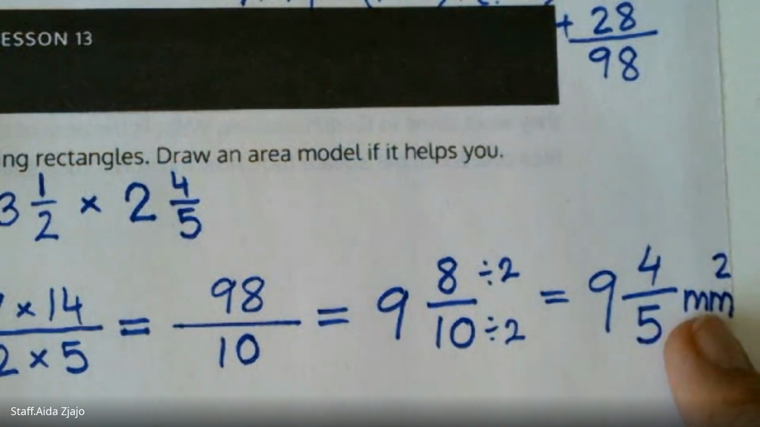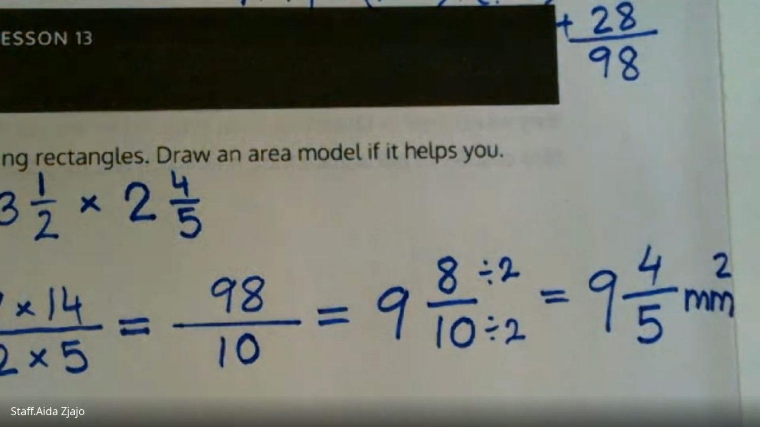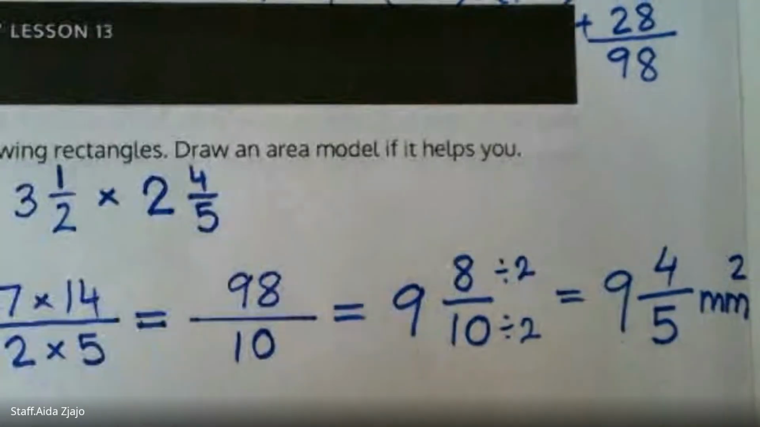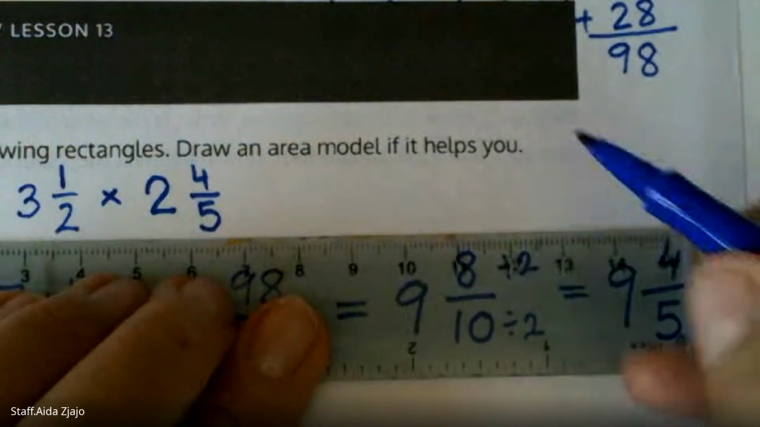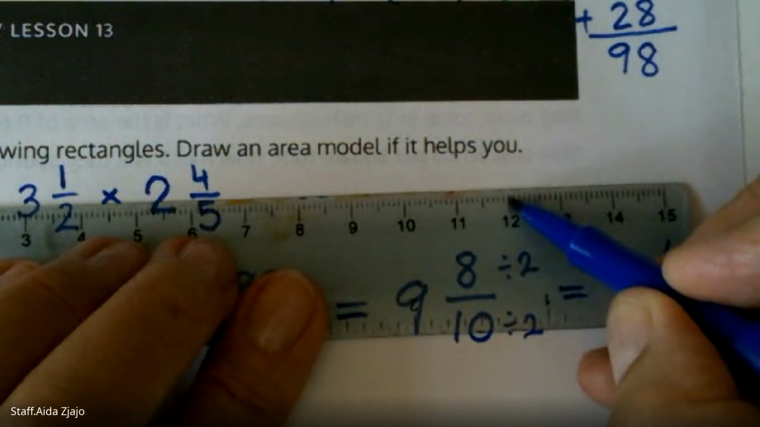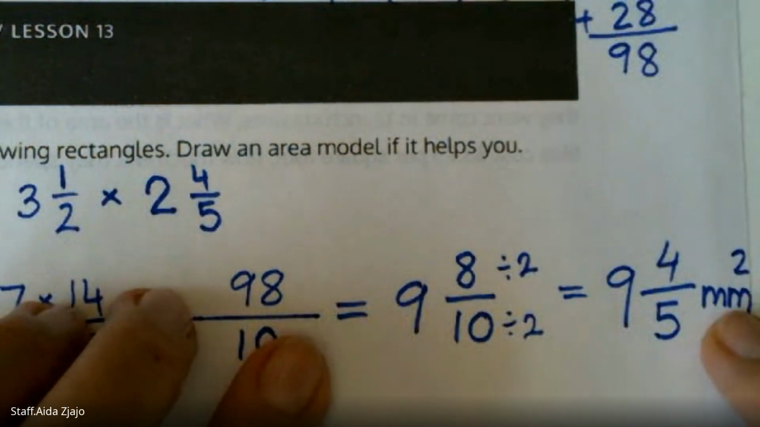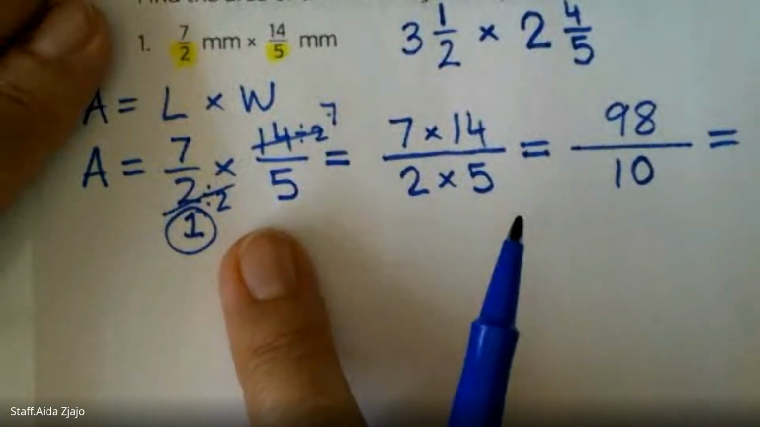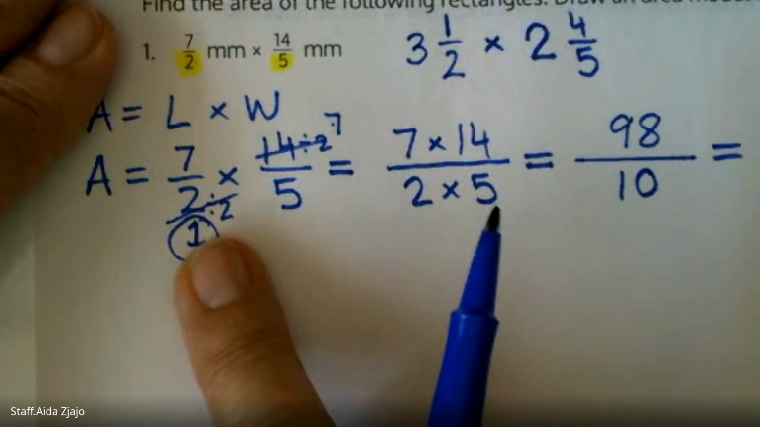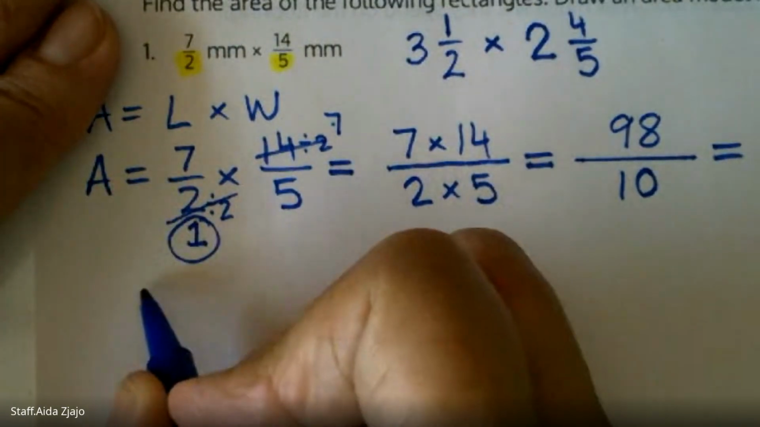Millimeters are these small units. They are the smallest unit in the metric system, so they are called millimeters. So that's one way of doing it. The other way, simplifying at the start, is going to give us the same answer.